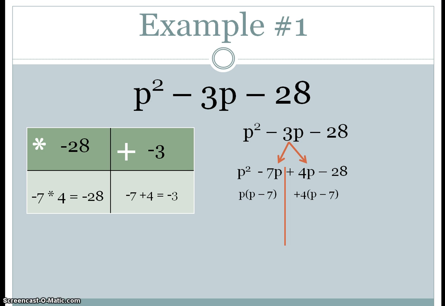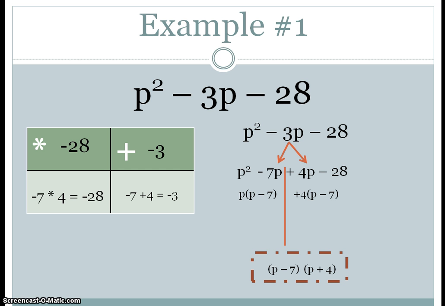So again, we want it to be the exact same thing, because that represents one of the two binomials that we want to create. The second of the two binomials that we want to create are the two things that we pulled out. The first part of it will be this p, and the second thing we pulled out would be that plus 4, so the second binomial is p plus 4.